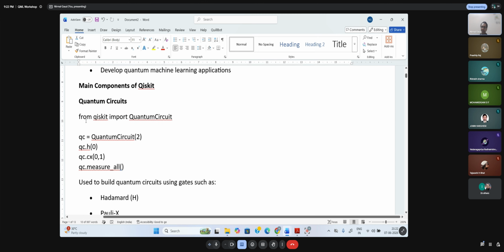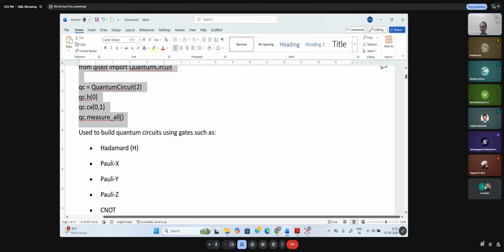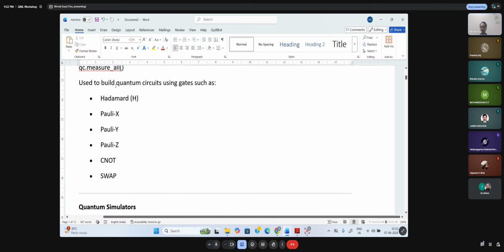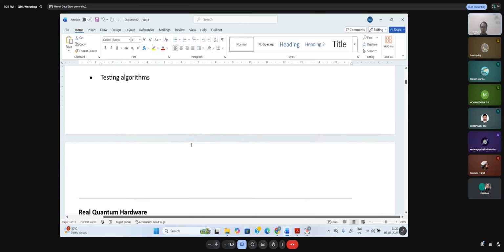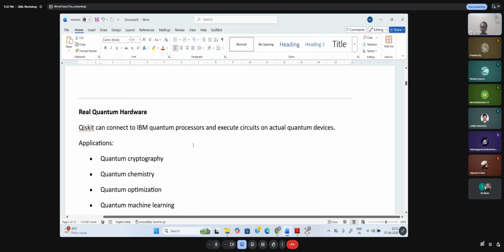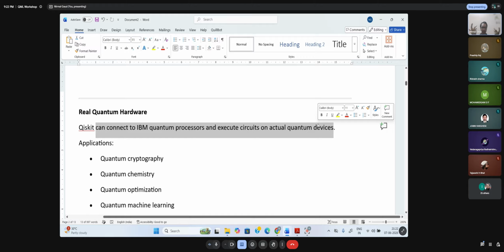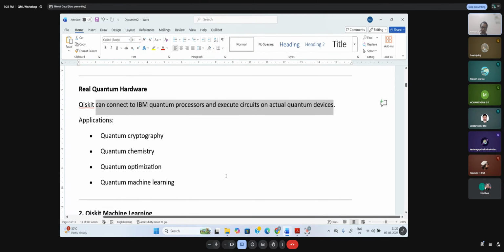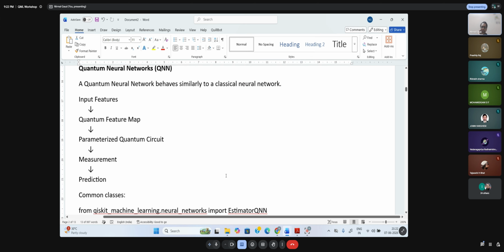From here we can create the quantum circuits. These are some code examples of how to build a quantum circuit using gates such as Hadamard, which we have already seen. Qiskit can connect to the IBM quantum processor and execute circuits. We don't have any quantum processor, we don't have any quantum hardware. Unnecessary, but as per the research paper, let's take it. At least you should know what the possible options with quantum are.